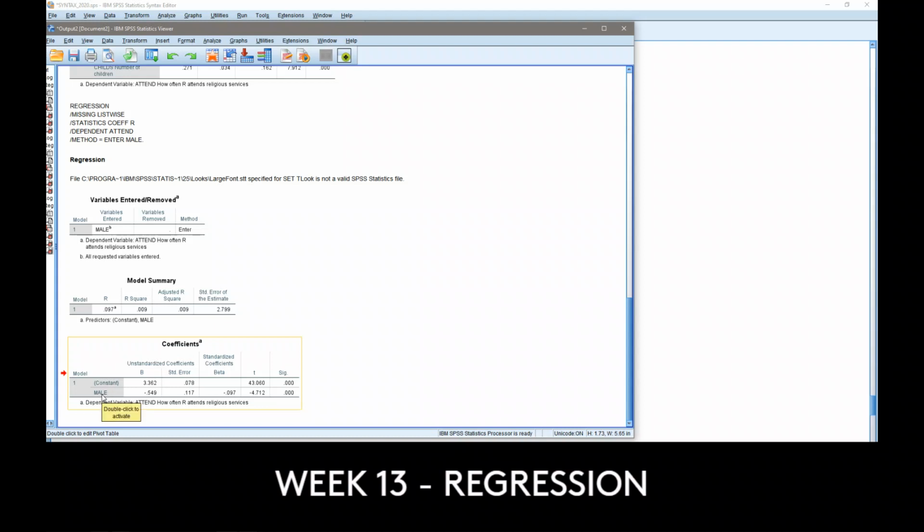The way you interpret dummies is as follows. When compared to women, right? When compared to women, men have a decrease in their religious attendance. So it's a decrease because it's a negative sign, right? When compared to women, men have a 0.549 unit decrease in their overall religious attendance, and that is statistically significant at the 0.001 level. So it's a very significant result. So what this is saying is that men typically are less involved, or they attend religious services less than their female counterparts.